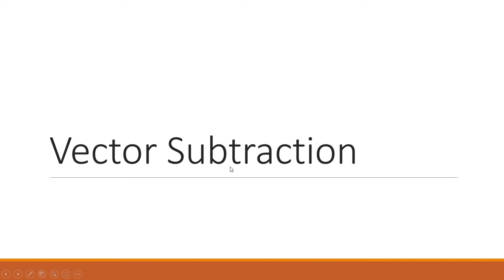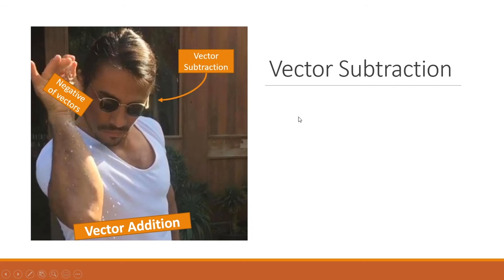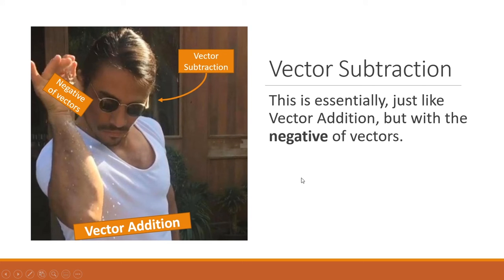All right, so this is going to be the shortest video, vector subtraction. Pretty much, vector subtraction is essentially just like vector addition but with the negative of vectors. So yung vectors, you just take the opposite. That's it. Vector subtraction is just like adding spice to vector addition by putting in some negatives. That's it. That's vector subtraction.